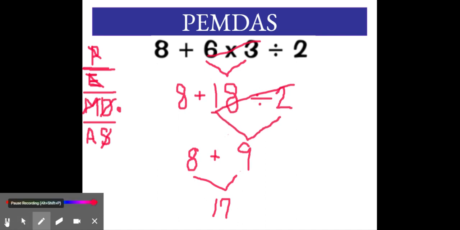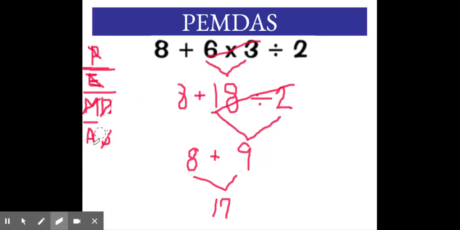And that's how we solve using the order of operations. Again, you have to be careful to remember to multiply and divide from left to right, whichever comes first. In this problem, multiplication came before division, so that's the one we solved first. And addition and subtraction comes after multiplication and division, so we solve those last.